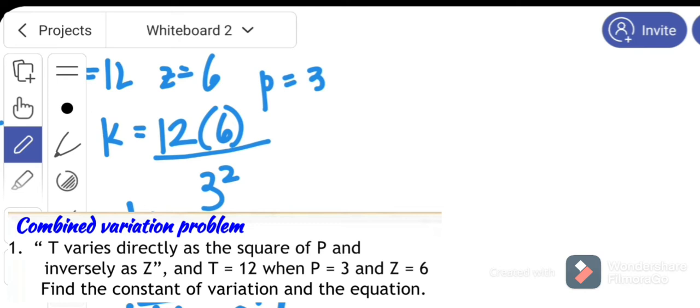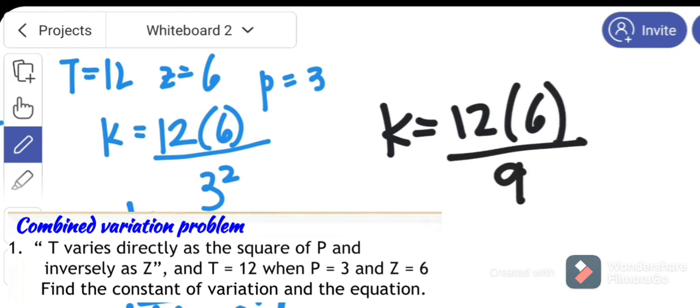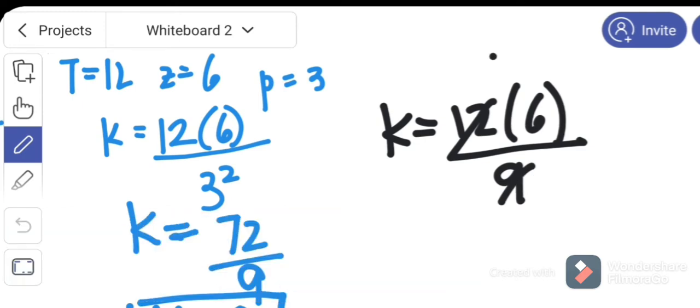Another way of solving: let's say K is equal to 12 times 6 over 9, 3 squared. We can just use cancellation if they have a GCF. 12 and 9 are both divisible by 3. 12 divided by 3 is 4, and 9 divided by 3 is 3.